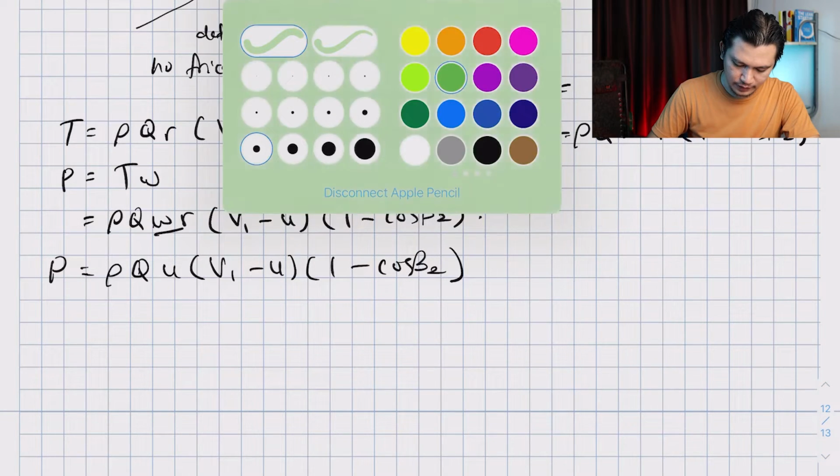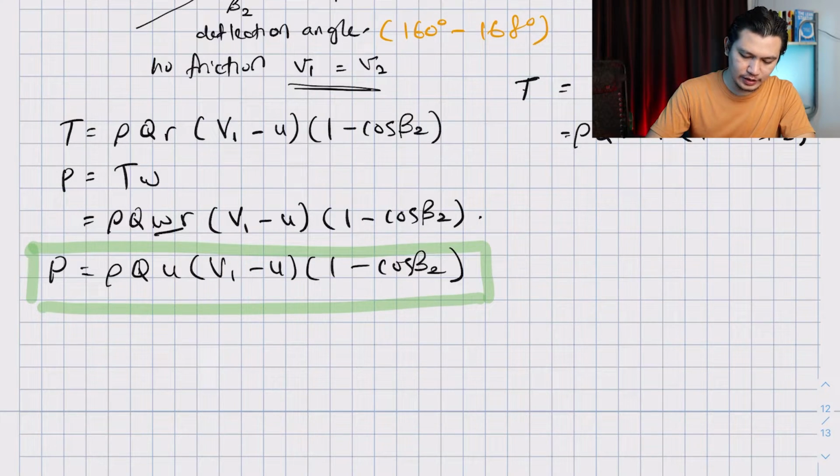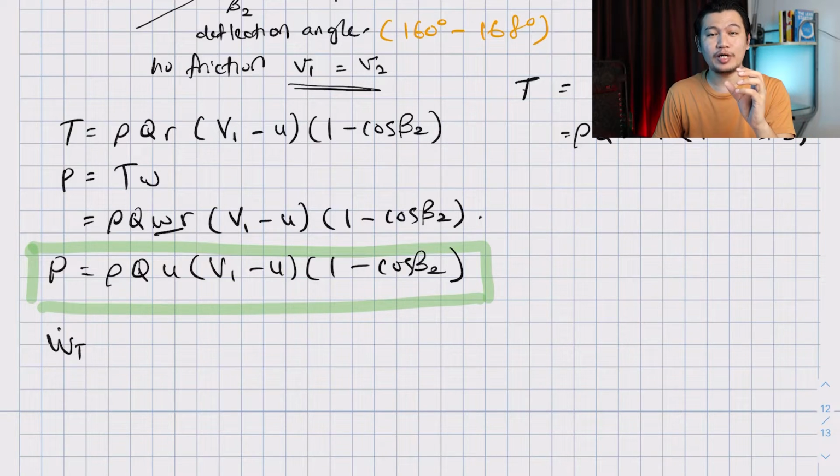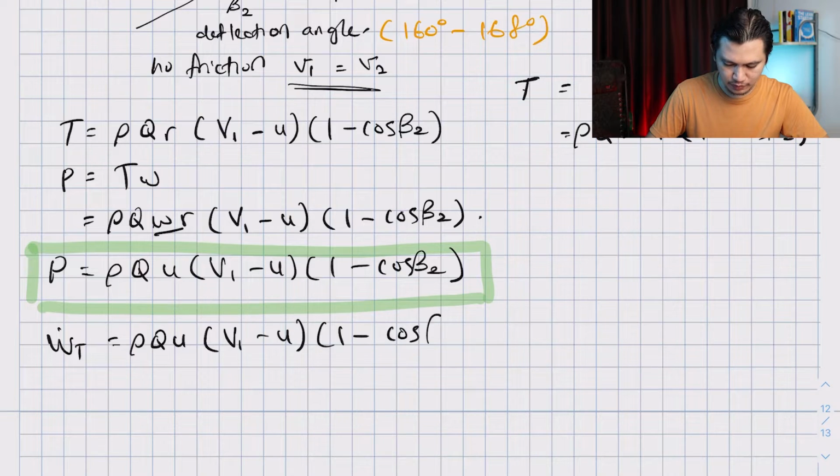And that is your final equation for power. To make things clear, we're going to call this W dot T, the power generated at the turbine wheel. So this is rho Q U (V1 minus U)(1 minus cos beta 2).